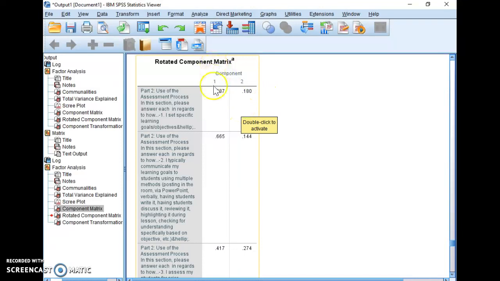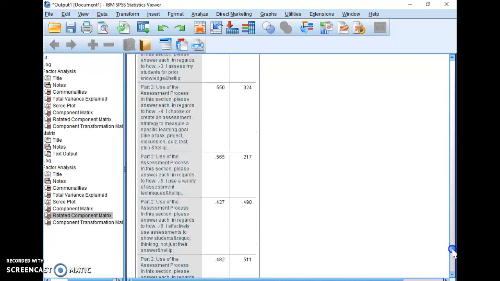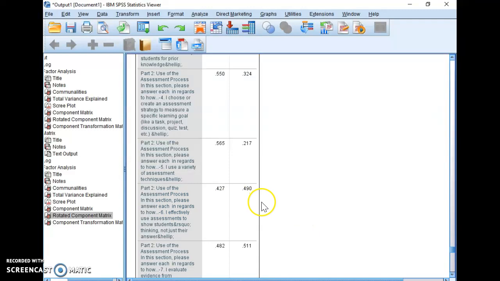So we're going to look at the rotated components matrix, and now we're going to look at the items that fall above a 0.4, and we're going to really look at how those are working. This one's cross-loaded, that's a problem. But now you can actually go ahead and start your problem solving.